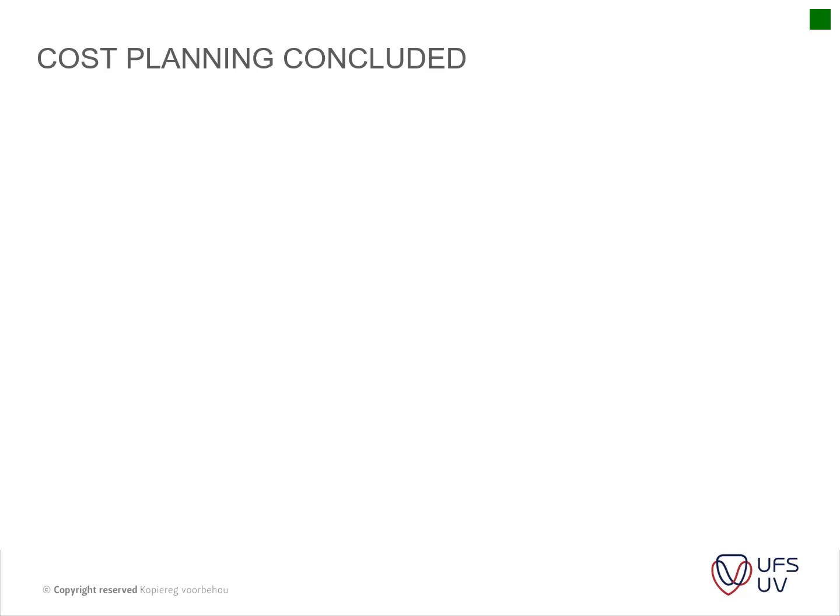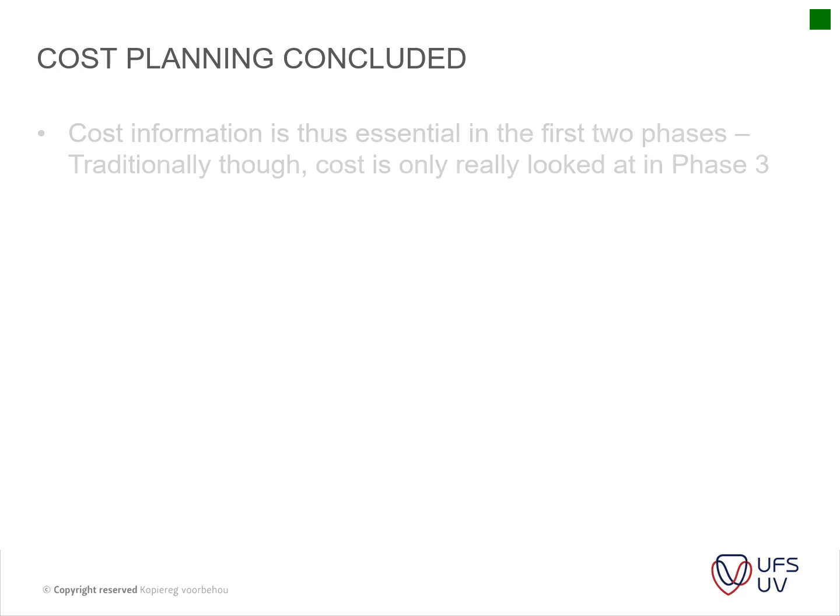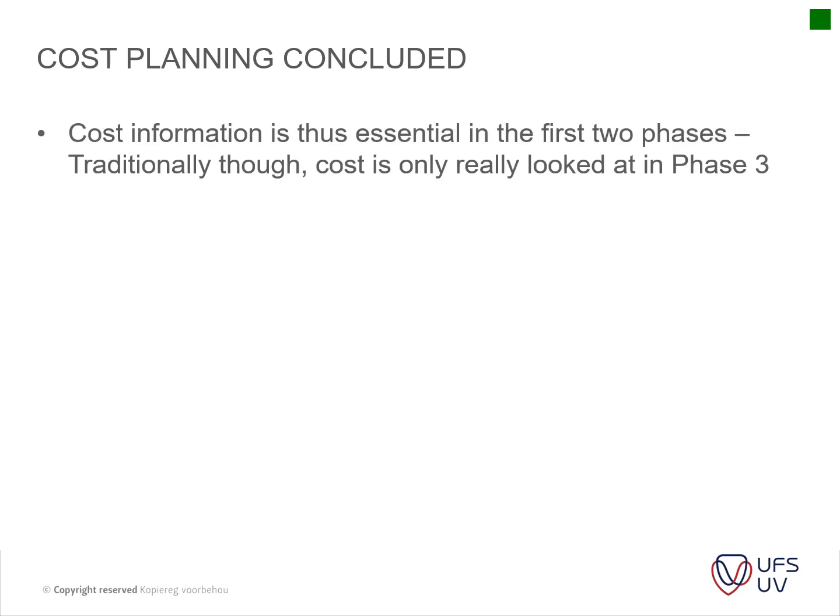Okay, so looking at cost planning concluded, and the conclusion of this section. Cost information is thus essential for the first two phases. Traditionally though, cost is only really looked at in phase 3. It's usually dependent on the emphasis from the client or the QS or the project manager on how the cost is looked at in the beginning of the project. Usually good developers do focus a lot on the cost in stage 1 and 2, because they want to make that informed decision whether they're going to commit to this project.